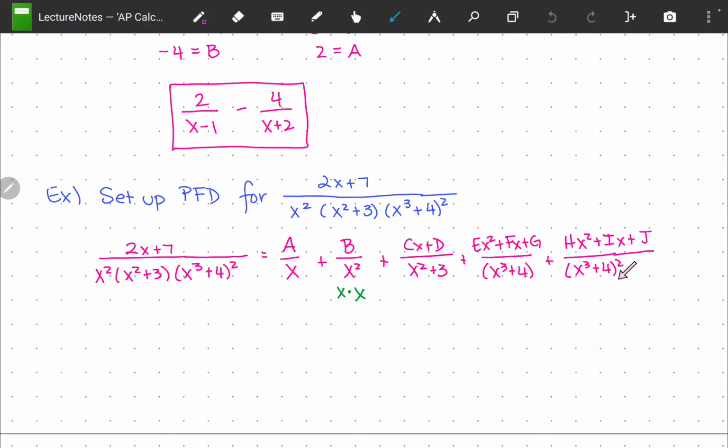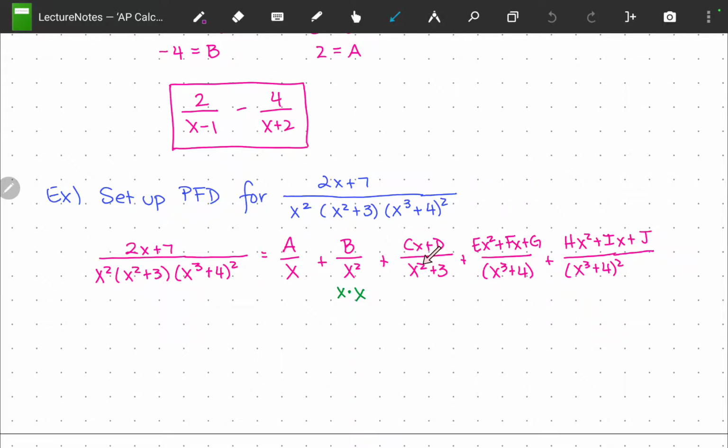Now I'm going to work backwards, just kind of go with it. But remember what I said above. When you set up the numerator, it's always going to be 1 degree less than the factor in the denominator. So if you look at this denominator, the whole entire denominator would be x to the 6th. That would be degree 6. But that's not the factor. The individual factor in the denominator is just x cubed plus 4. That's degree 3. So the numerator is 1 degree less. Same thing here. This factor is degree 3. The numerator is 1 degree less.